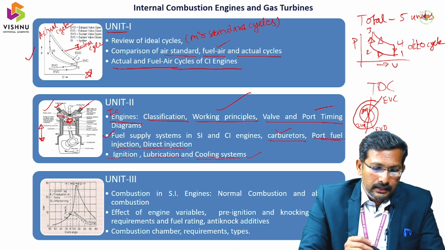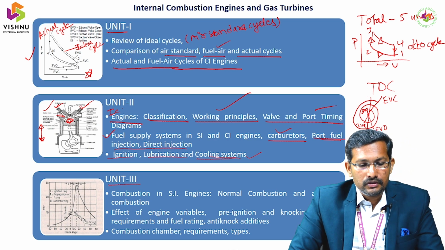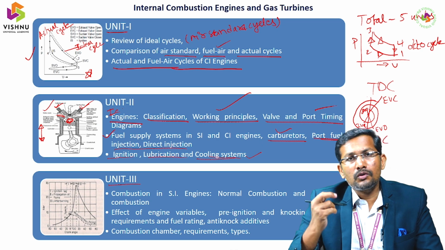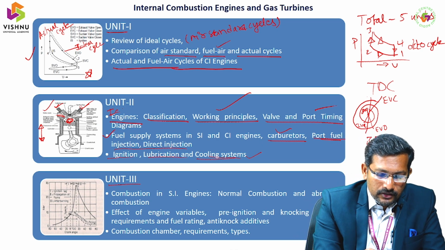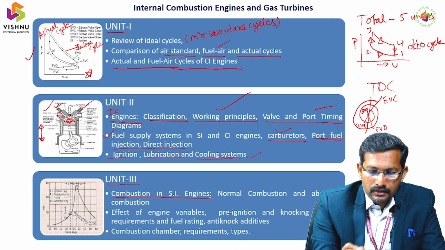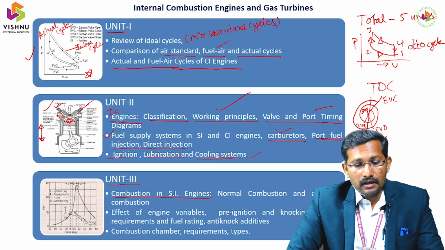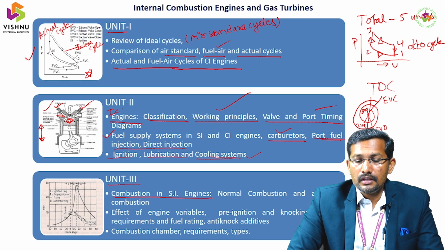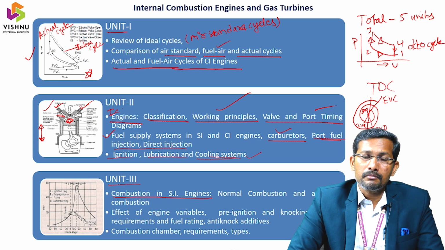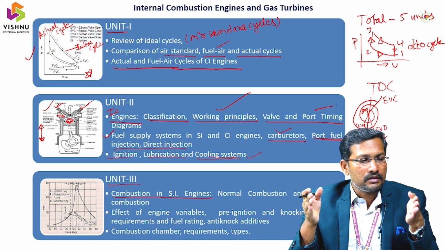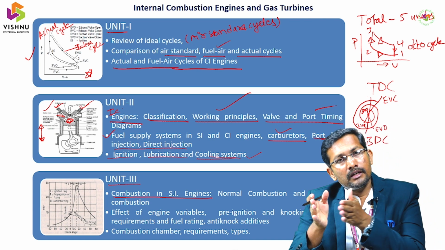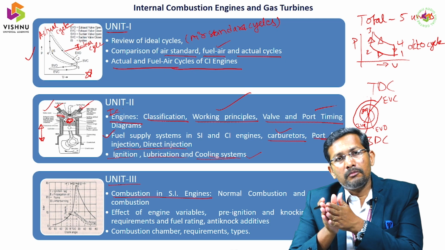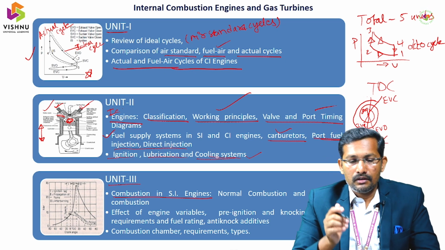Next one is unit 3. Under unit 3, the first part is combustion in SI engines. We have normal combustion and abnormal combustion. In normal combustion, without any presence of knocking and detonation, there is a regression: combustion starts on one side and slowly moves through to the last end of the air-fuel mixture. That is normal combustion.